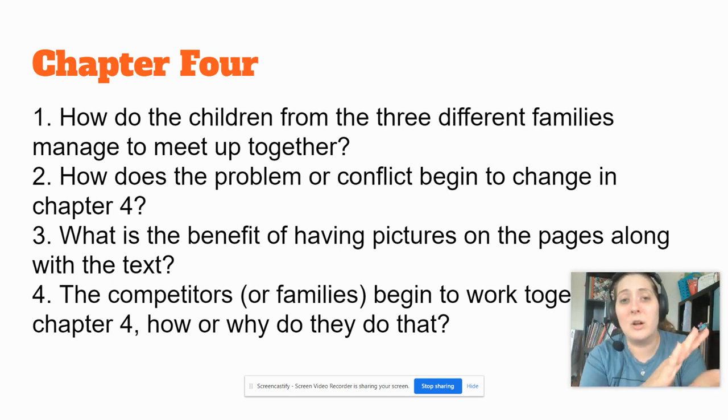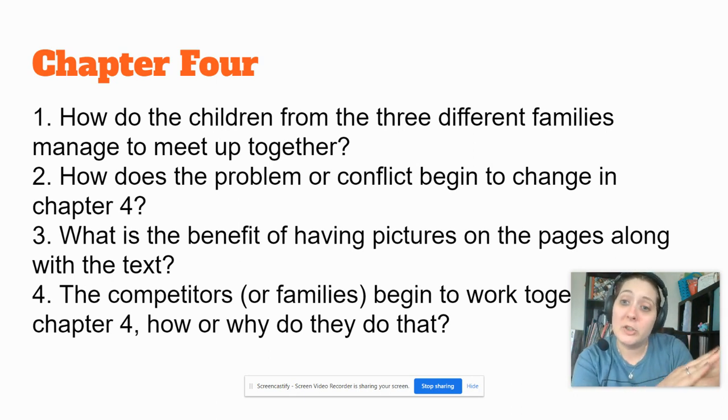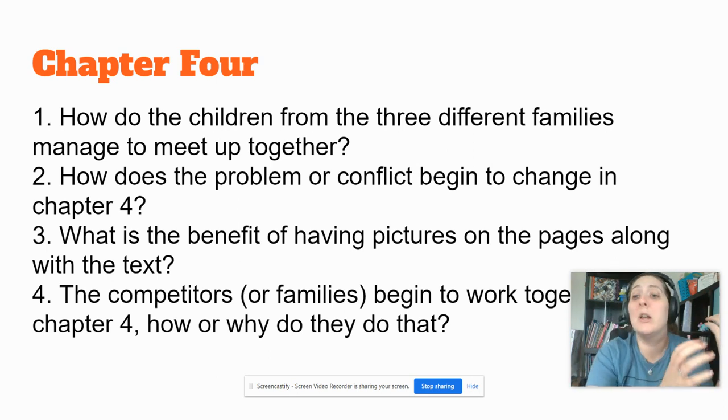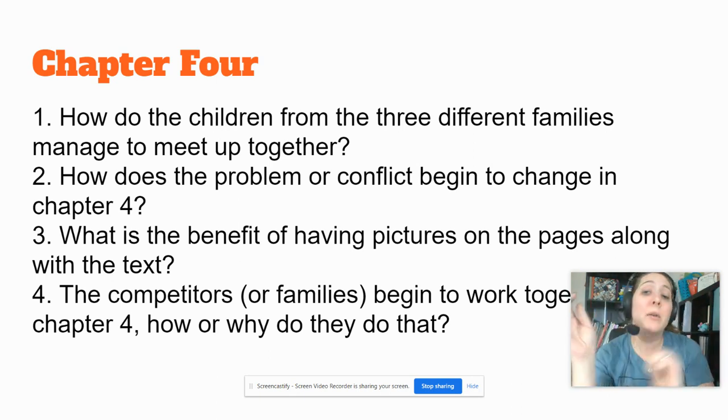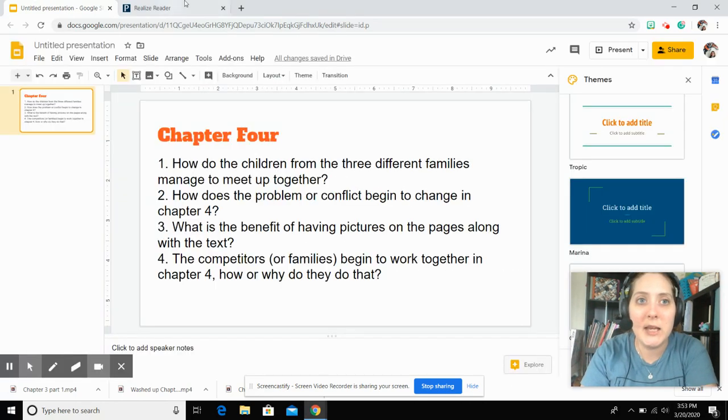At the end, you're also going to have the summary piece, just like we do with every other chapter. 5 to 8 sentences, big events that happened. This is a shorter chapter, so you can have a little bit of predictions on how you think the story is going to change, or you could have information on what happened in a previous chapter and how it impacts what's happening in this chapter. All right, so let's go ahead and get into our text.